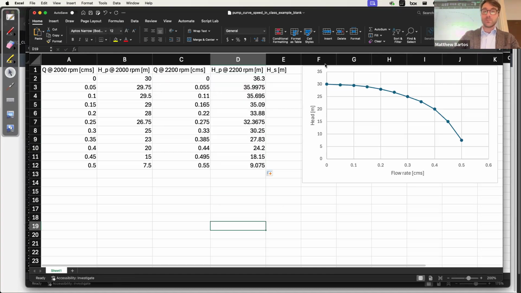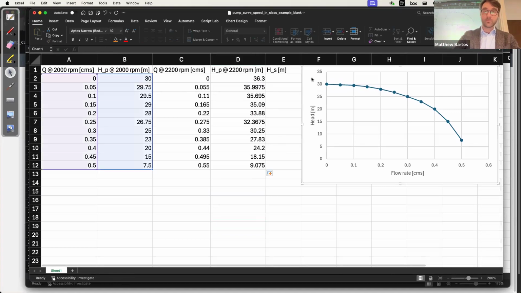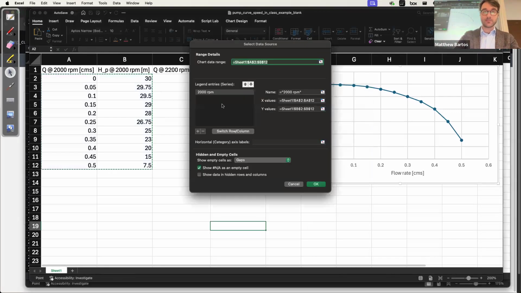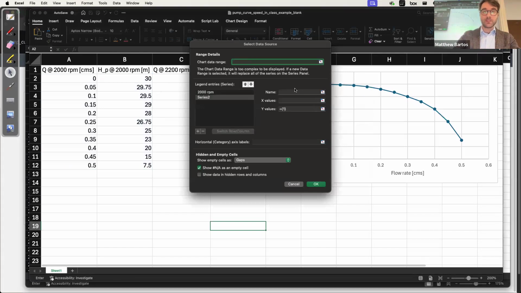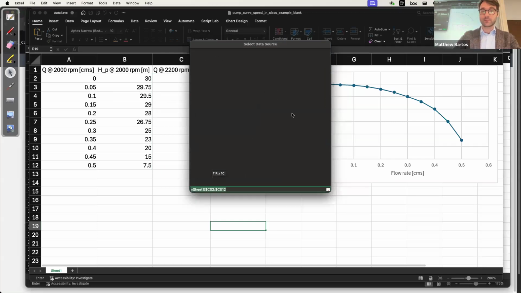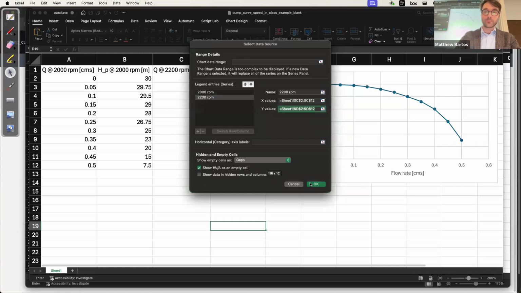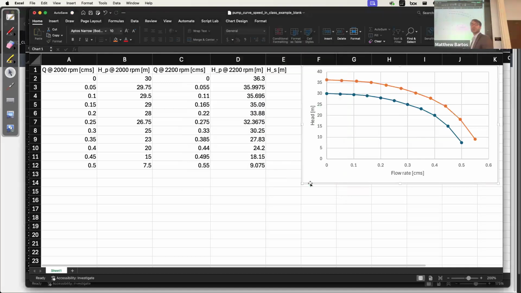And if we want to plot this new pump curve, we go to select data. I'm going to create a new series called 2200 RPM. The X values are going to be this Q range here, and the Y values are going to be this H range here in column D. All right, and that's what your pump curve for the pump operating at 2200 RPM should look like.